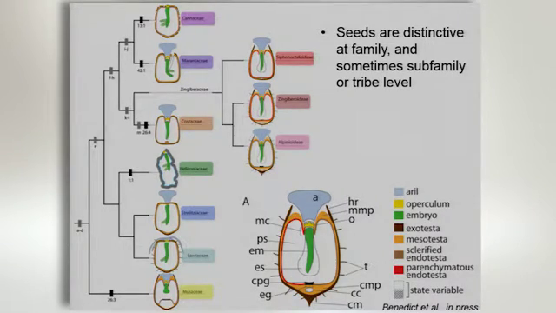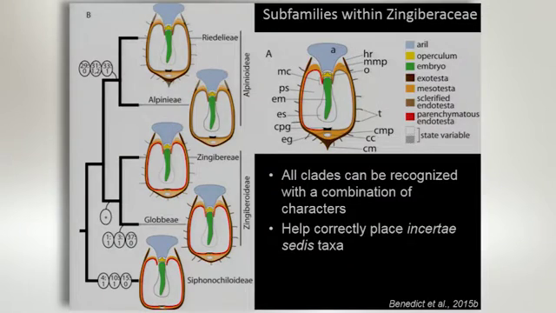With all those 50 characters, we now have a framework that shows us which characters are distinctive for seeds at the family level, as well as sometimes subfamily and tribe. So we can apply that to our fossils. And even within Zingiberaceae, we can distinguish, again, between different clades by combinations of characters.